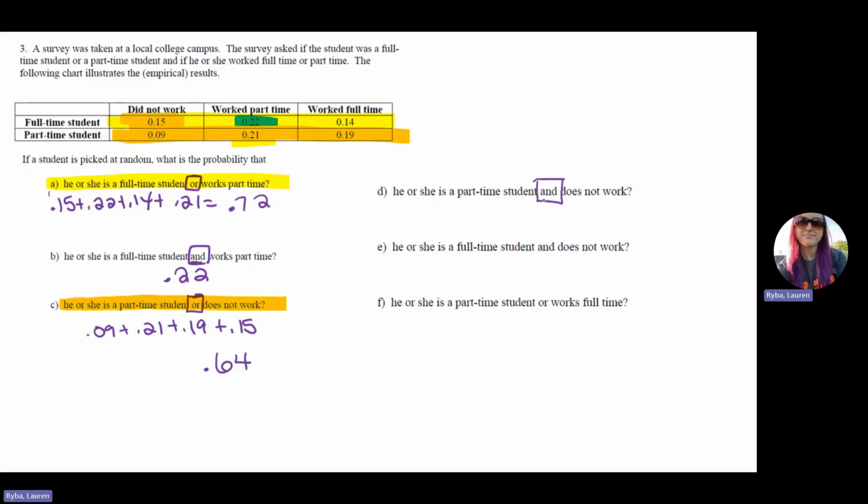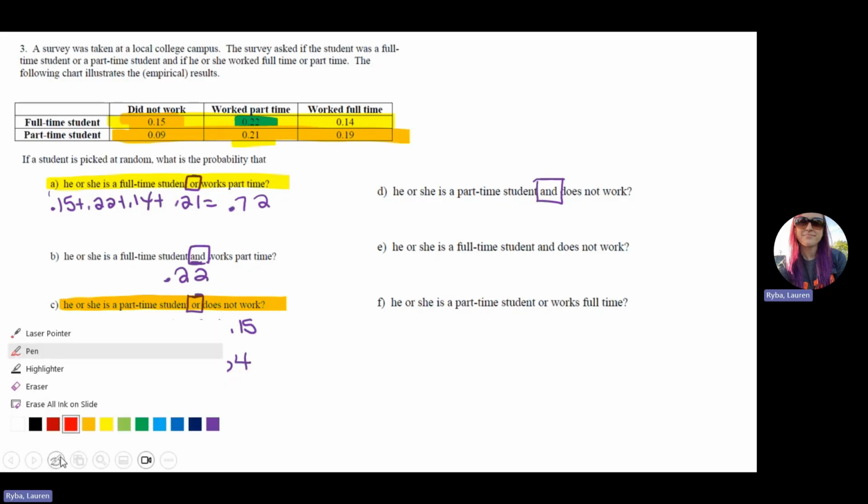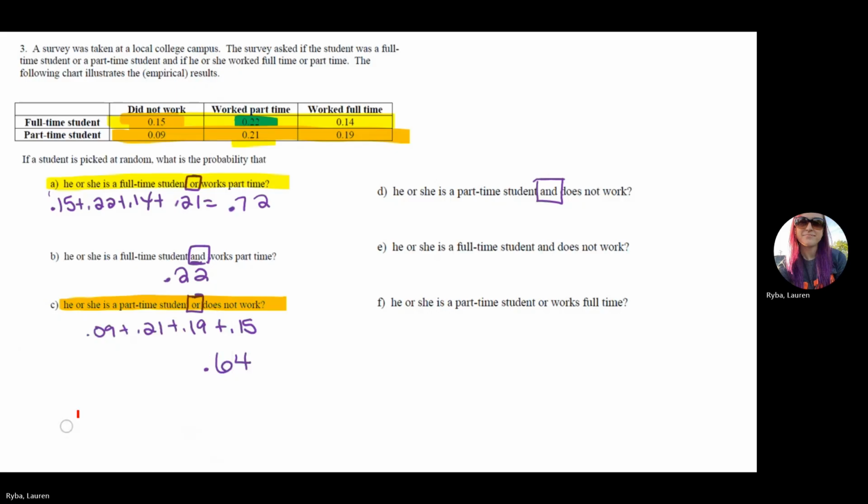When I read the next one, it says he or she is a part-time student and does not work. So they have to be part-time and also not work. So part-time, not workers are right here, 0.09. Next one's another "and." So he or she is a full-time student and does not work. So full-time does not work is right here, 0.15.